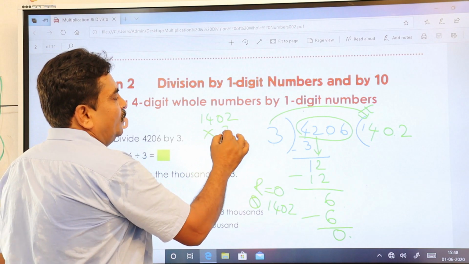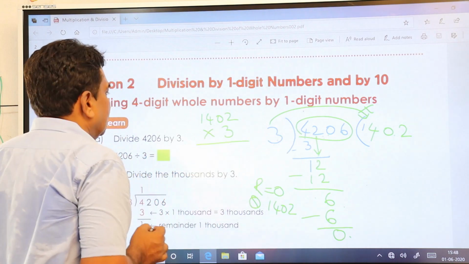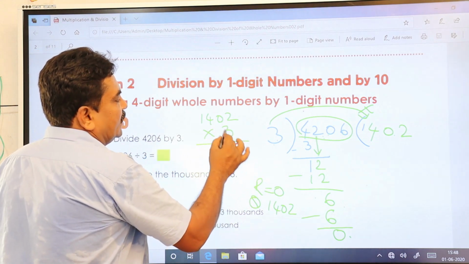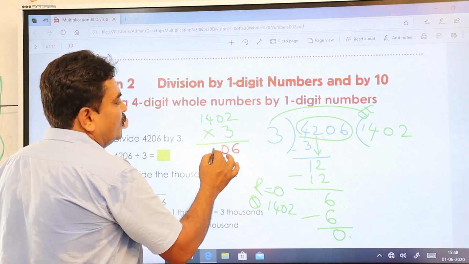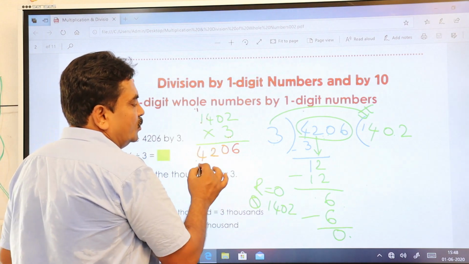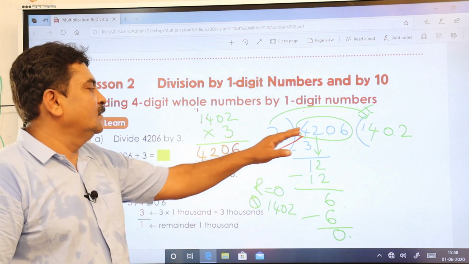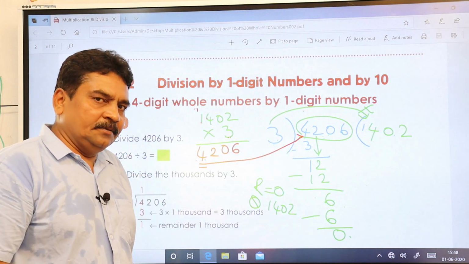1402. When you multiply with 3, you should get this value. Let's see. 3 2s are 6, 3 zeros are 0, 3 4s are 12, carry 1, 3 1s are 3 plus 1, 4. 4, 2, 0, 6. You got this. Remember, when you get this, your answer is correct.